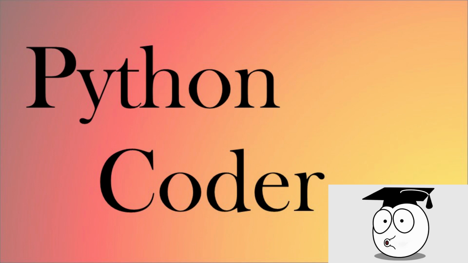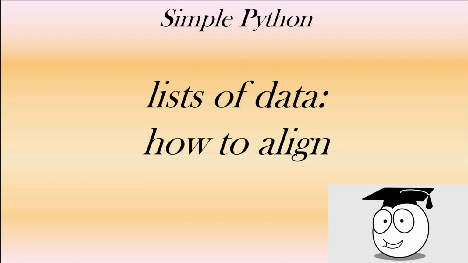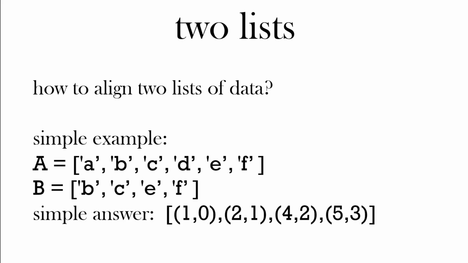Let's look at some day-to-day issues when we're writing code. Here we've got lists of data and we need to align them. So let's look at some ideas for how we're going to address the problem. How do we align two lists of data?